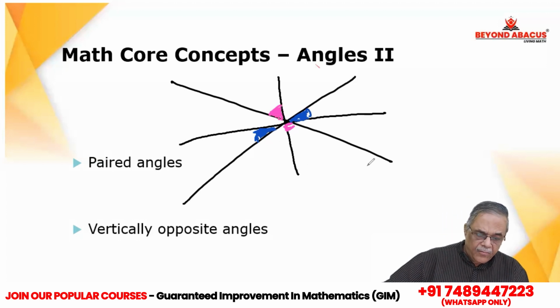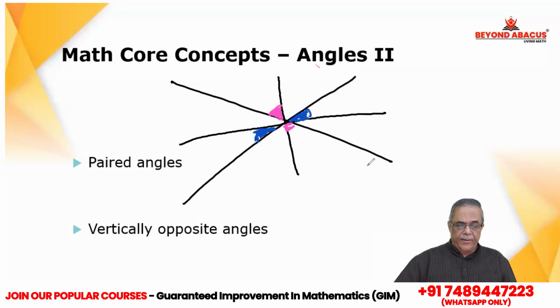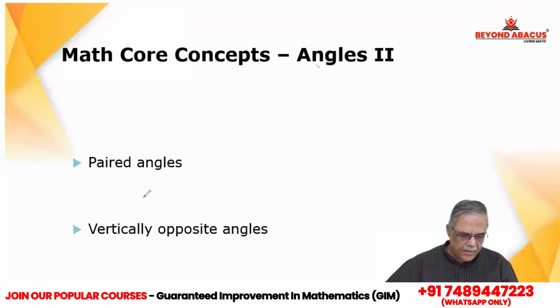So like this, vertically opposite angles are made when two lines intersect. They don't just interact, because with only interaction they can make one simple angle. But vertically opposite angles will happen only when the two lines are crossing each other. Only then the opposite angles are vertically opposite angles. Let us see some more paired angles.